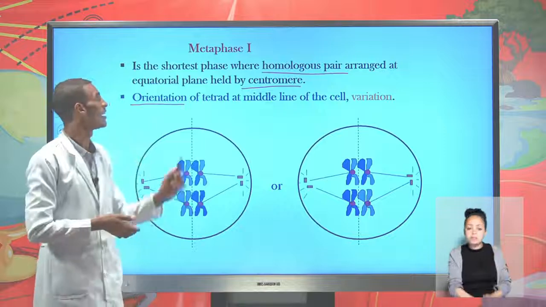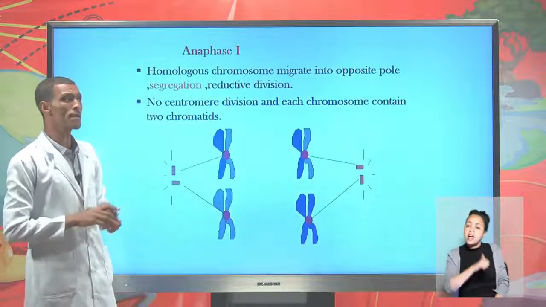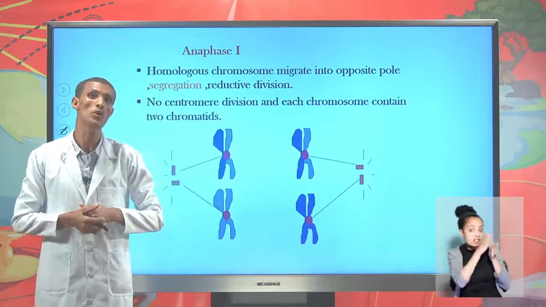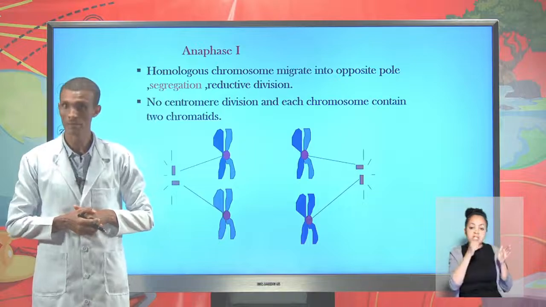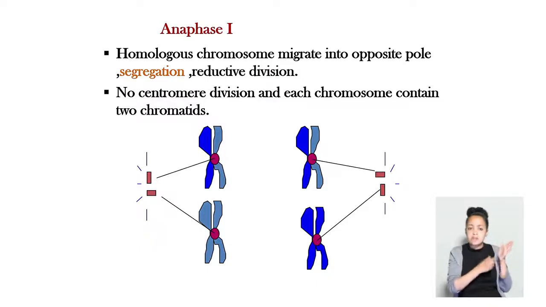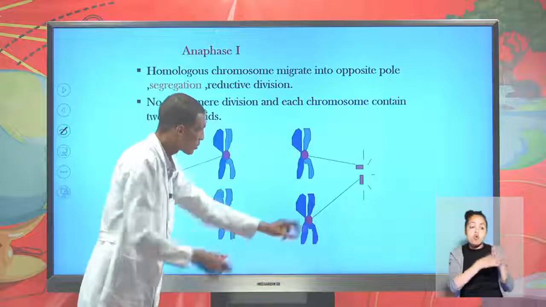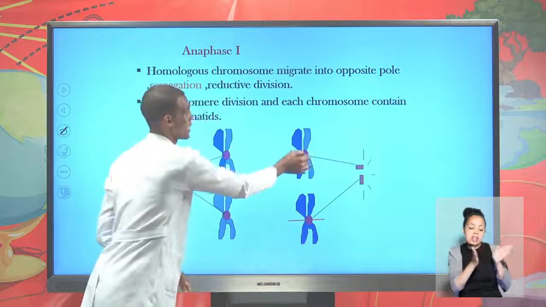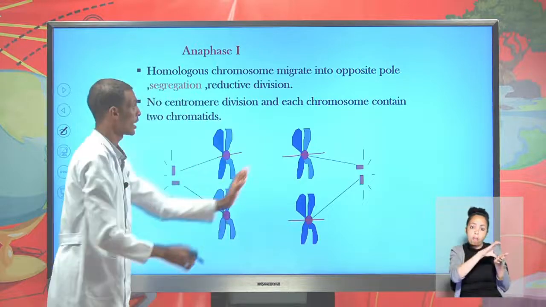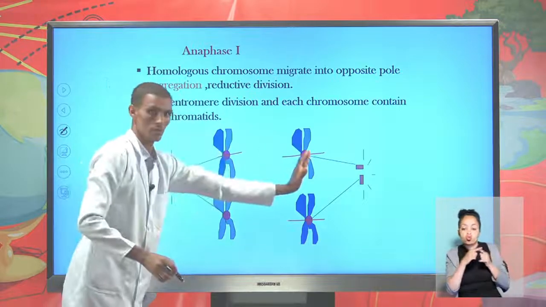Well done, student. Another very important phase of meiosis I is anaphase I. Here, during anaphase I, the spindle fibers move the homologous pairs, still attached by the centromere, to the opposite poles.